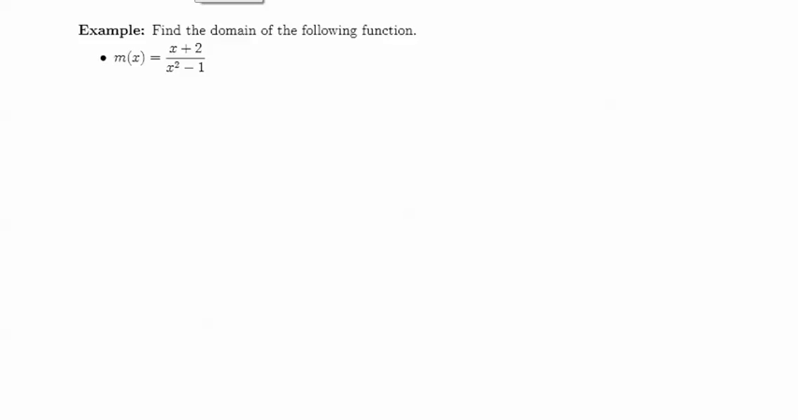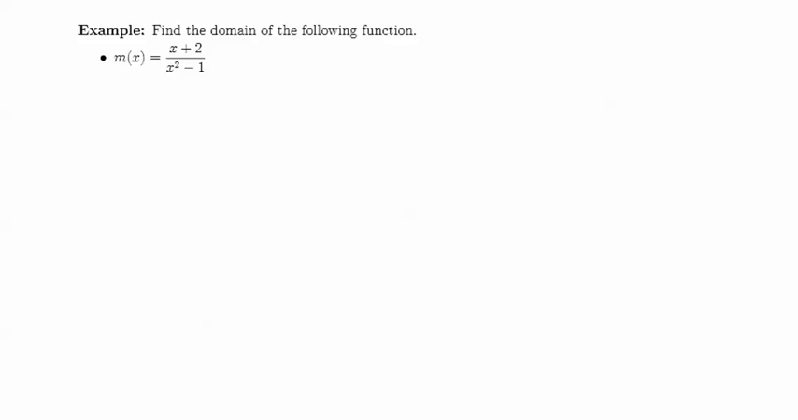In this problem, we're going to find the domain of the function m defined by m of x equals the quantity x plus 2 over the quantity x squared minus 1. The first thing that we want to notice is that this is a rational function. So we're going to be looking for possible input values that would cause division by 0. Since we can't divide by 0, those numbers can't be in our domain.